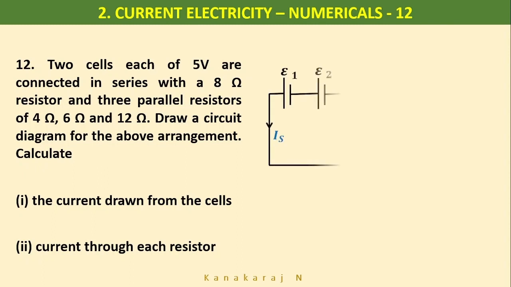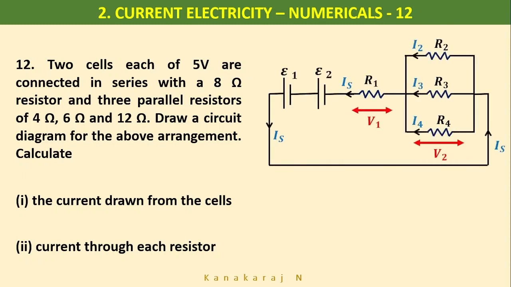Let us look at the diagram. This is a simple circuit diagram. Epsilon 1 and epsilon 2 are each equal to 5 volt, and the value of R1 is 8 ohms, R2 is 4 ohms, R3 is 6 ohms and R4 is 12 ohms. These are all the given values. Good. Let us solve the problem.